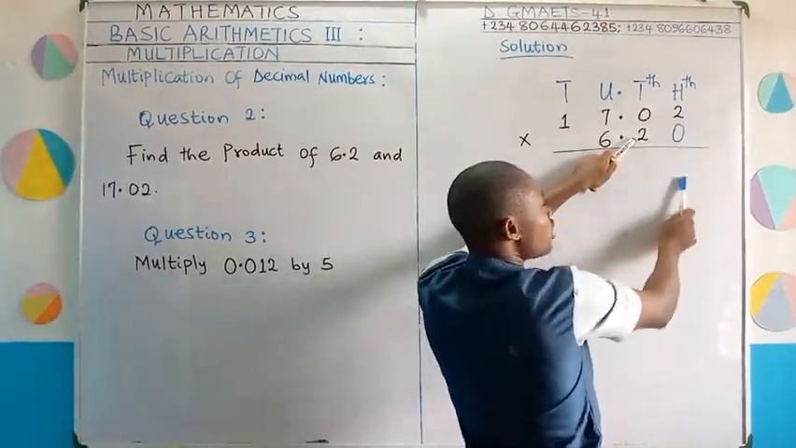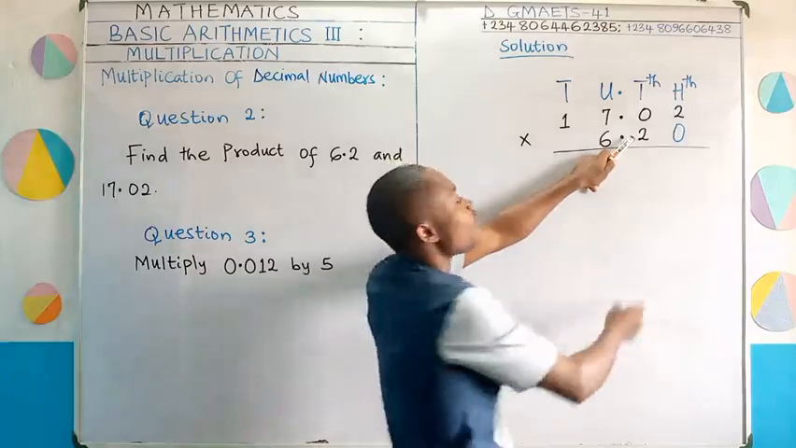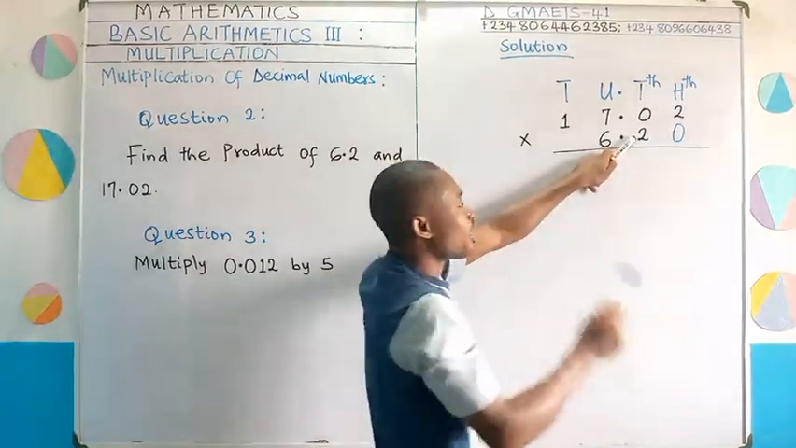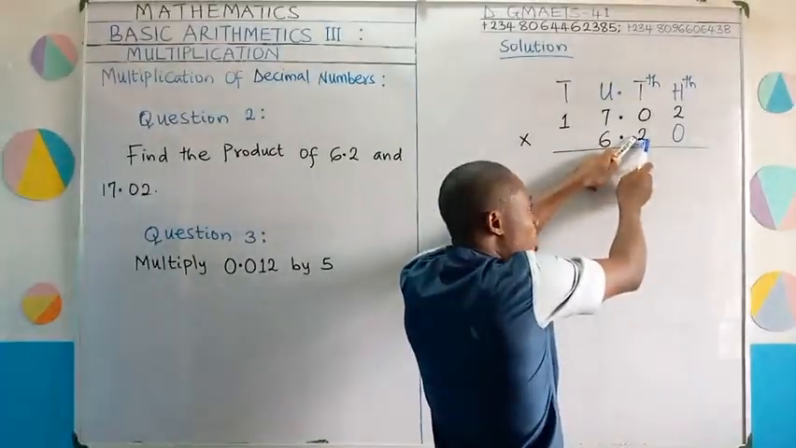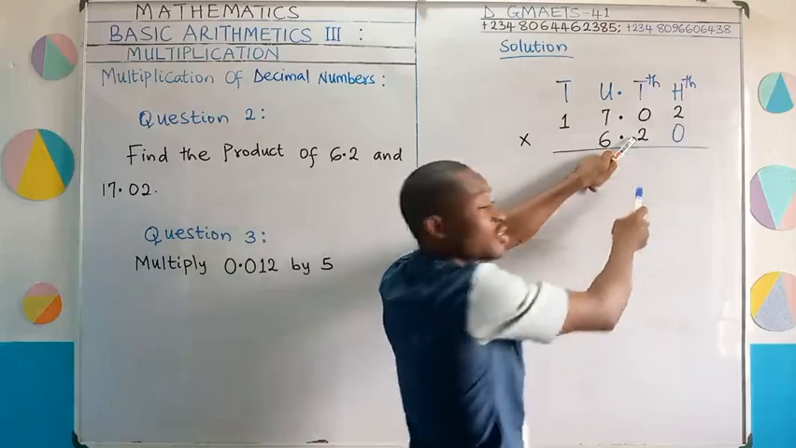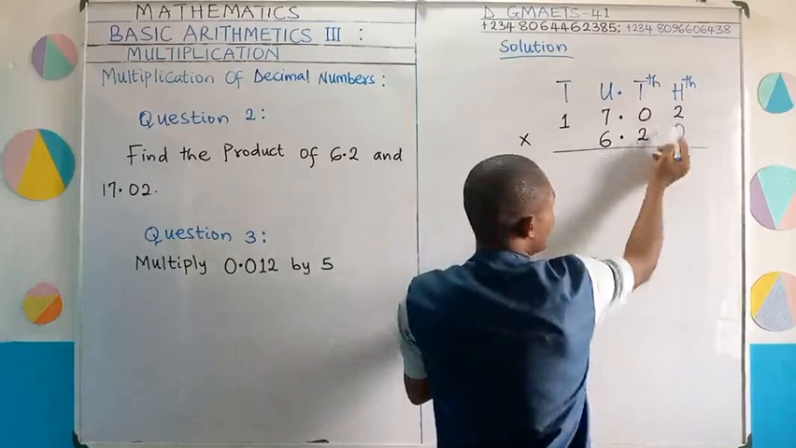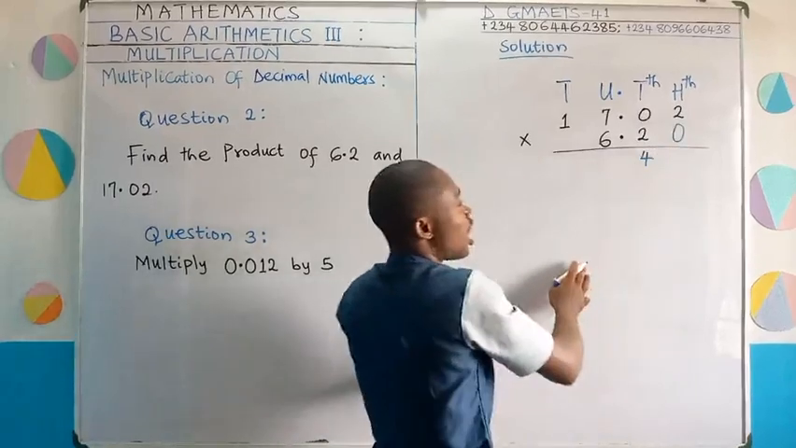The answer, am I going to record it under hundreds or under tenths? I'm going to record that under tenths. The reason is because the digit I used to multiply is a tenth digit. So the first answer I'm going to get will be written under tenths. So 2 times 2 will give me 4. I record it here. I'll move on now.